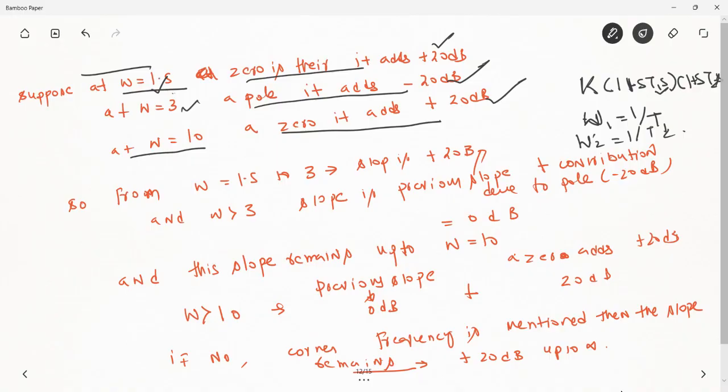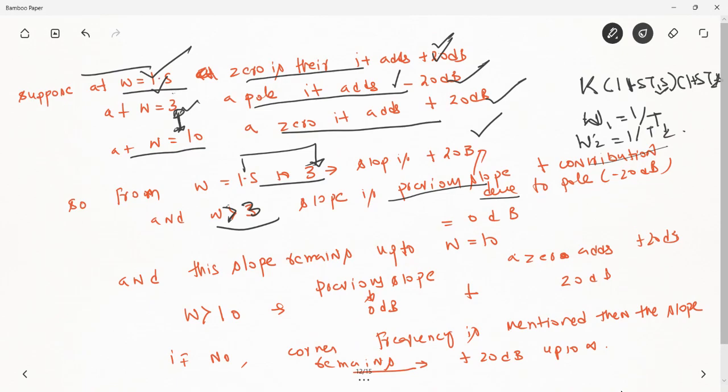Now the important factor to keep in mind is that from omega 1.5 to omega 3, the slope will be due to omega 1.5. So the slope would be 20 dB. But as you move ahead, omega greater than 3, that means 3 to 10, the slope would be the previous slope plus the slope contribution by 3 dB. So the slope from omega 3 to 10 would be 0 dB. Why? Because the previous slope was plus 20 dB and the new slope is minus 20 dB. So the slope is the previous slope plus the contribution due to the pole, so 0 dB.